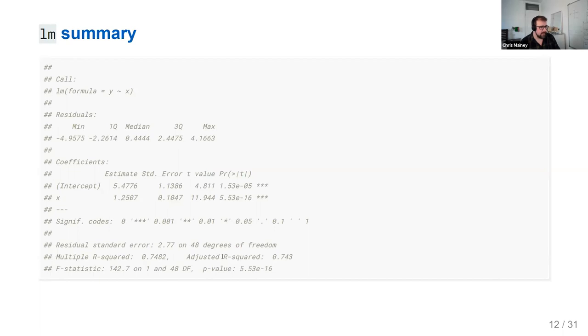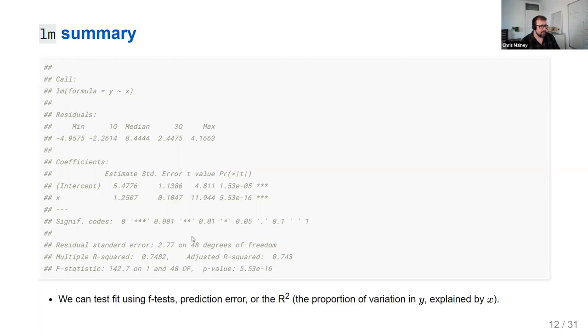Then you've got a few other things at the bottom here as well. Importantly, the adjusted R squared. This is the proportion of the variation explained in the model. So we're saying that this model explains 74% of the variation. So X explains 74% of the variation in Y. And there's a few other things as well. We won't talk about F statistics or degrees of freedom today, but the adjusted R squared is probably your most important thing out of a linear model to assess the fit.